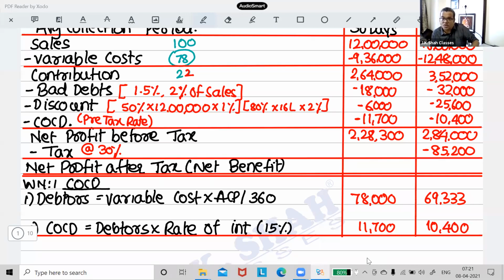Is equal to 1,98,800. And 228,300 into 30% came to 68,490, so 159,810. So now you know the answer, right? We'll select this option, right, friends? Yes.